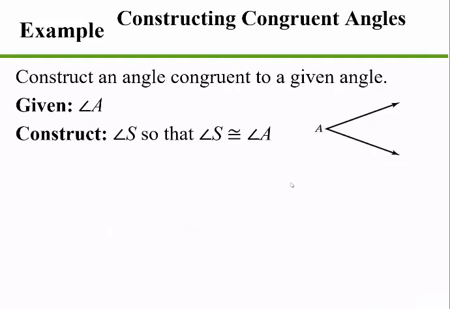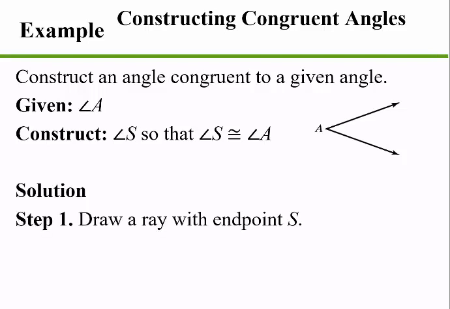All right, this one's a little bit harder. Construct an angle congruent to the given angle. I've got this angle A, and we want to construct some angle S so that it's congruent to angle A. How are we going to do that? First, we draw a ray with endpoint S. Just like before, we start with a very simple ray.